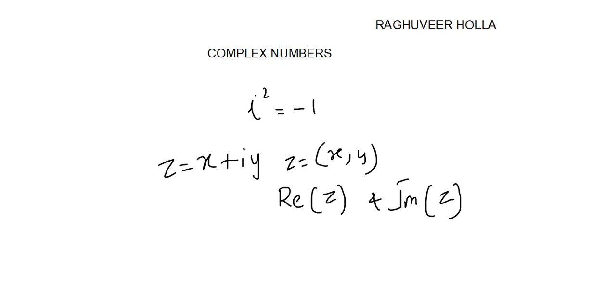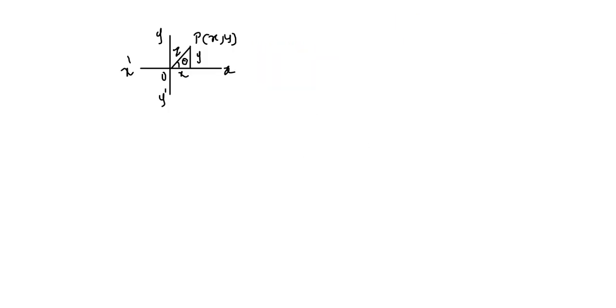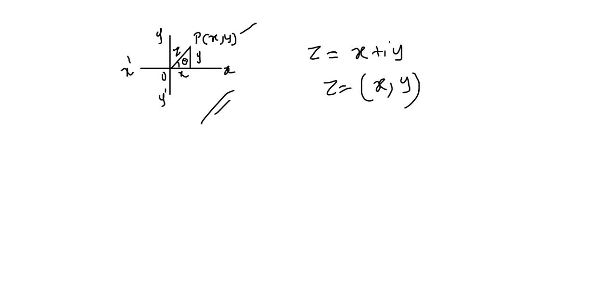Now let us see the geometrical representation of the complex number. If you look at this graph, you have the complex number z is equal to x plus iy, that is z = (x, y), represented by a point which is P(x, y).